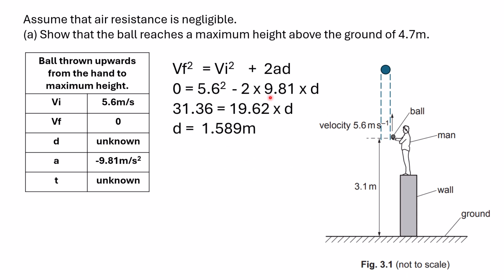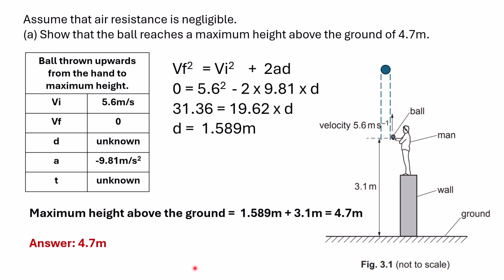So we are going to use this equation right here: Vf squared is equal to Vi squared plus 2ad. So after doing the substitutions, d is 1.589. So now we are going to add 3.1. So the maximum height is 4.7.